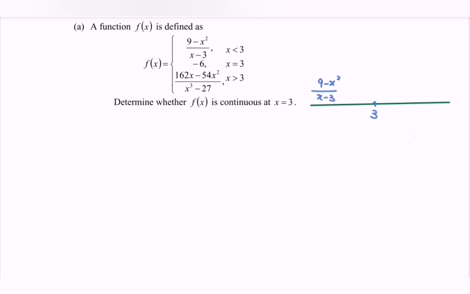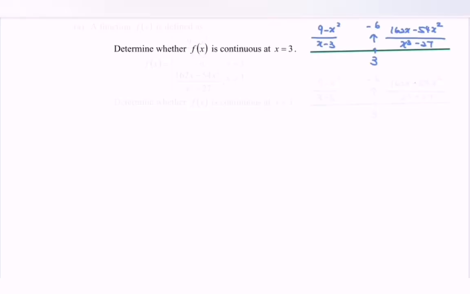If the value of x is equal to 3, then we have negative 6. Then we have (162x minus 54x squared) over (x to the power of 3 minus 27). So that is the situation. Next, determine whether the function f(x) is continuous at x equals 3. Condition number 1, f(3). The value is negative 6, so it is defined.